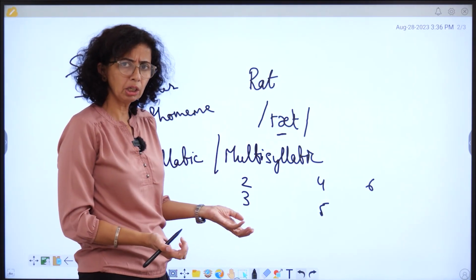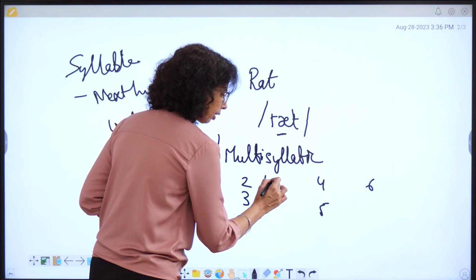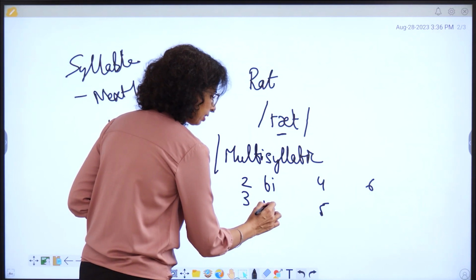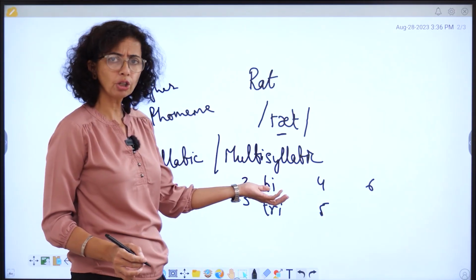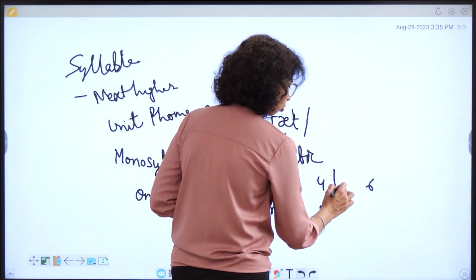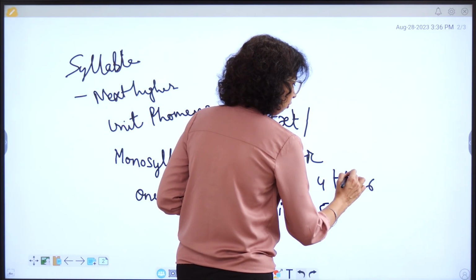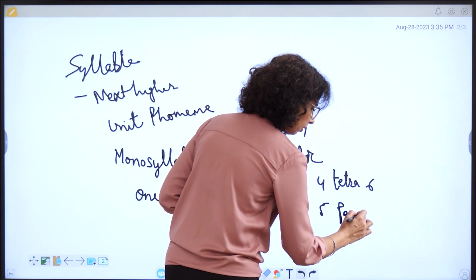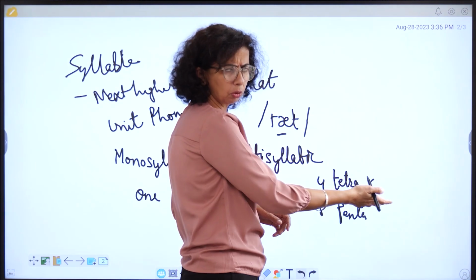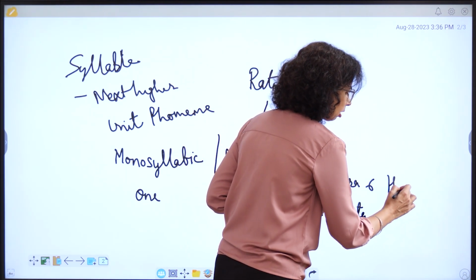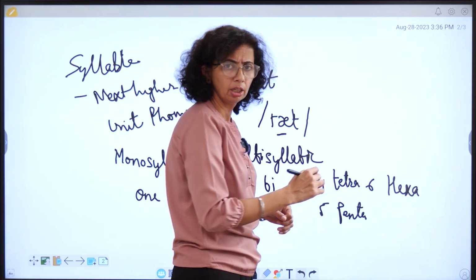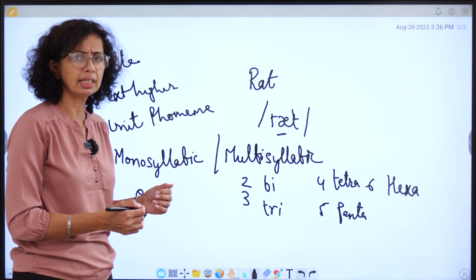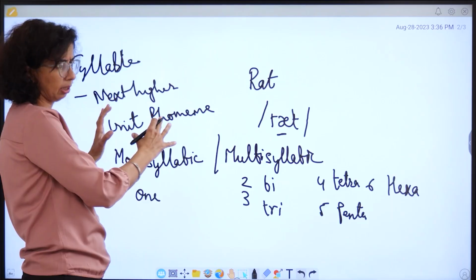A 2-syllable word we call bisyllabic. A 3-syllable word we call trisyllabic. A 4-syllable word we call tetrasyllabic. A 5-syllable word we call pentasyllabic. And a 6-syllable word we call hexasyllabic, and so on. So whenever we use syllables, we make sense of how we are using them.